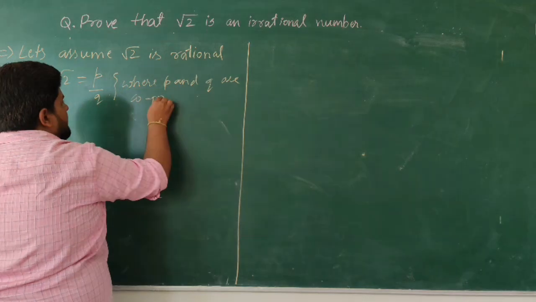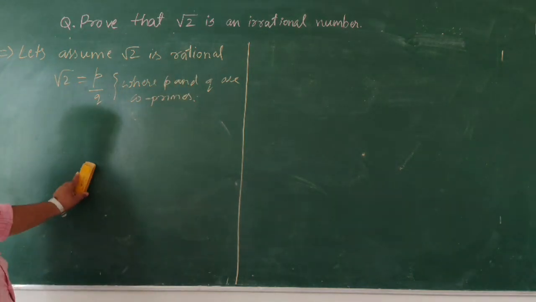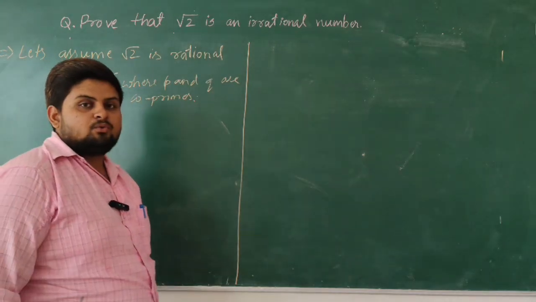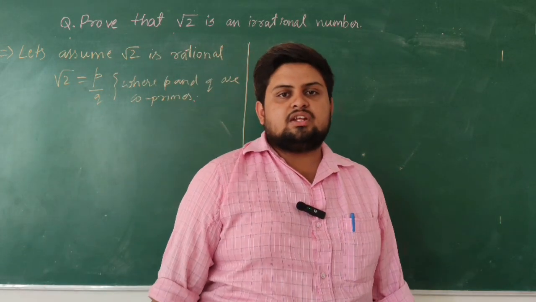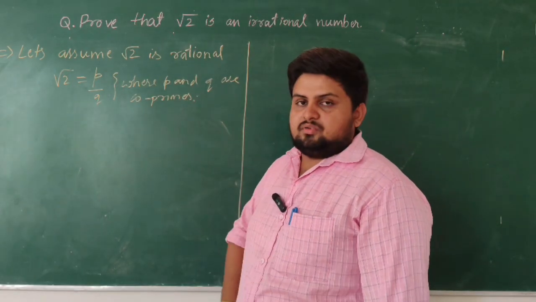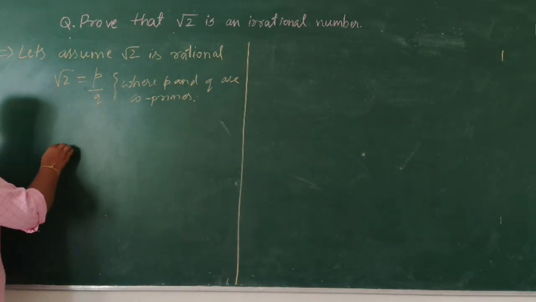co-primes. What do you mean by co-primes now? Sir, we all know that rational numbers are written in the form of p by q, where p and q are integers and q is not equal to 0. Then why are you taking the risk of taking it as co-primes? I'll tell you the concept of co-primes before.